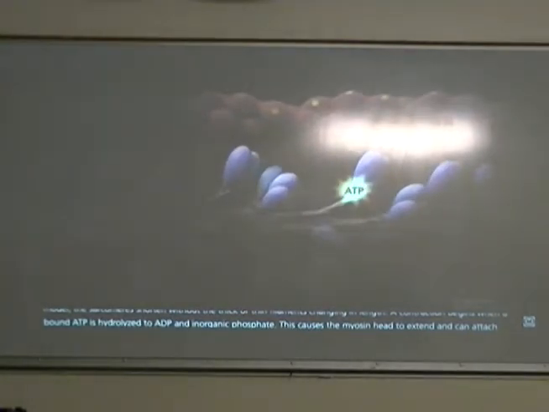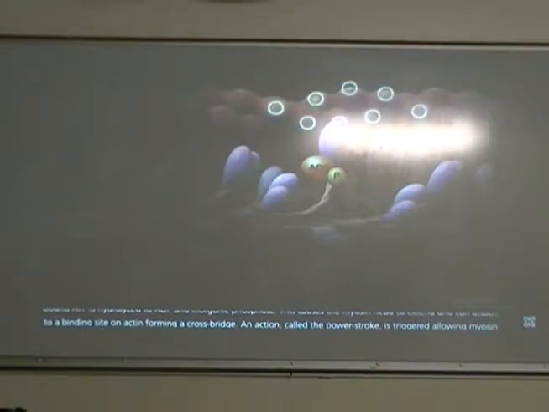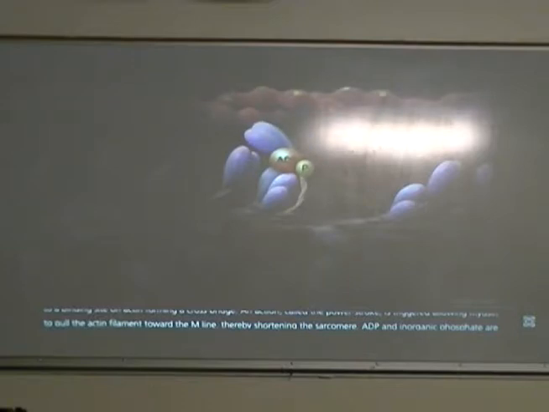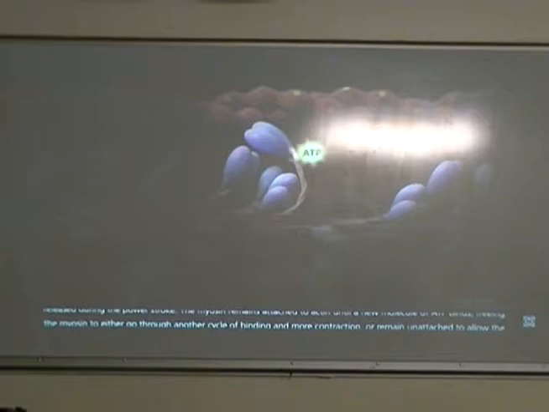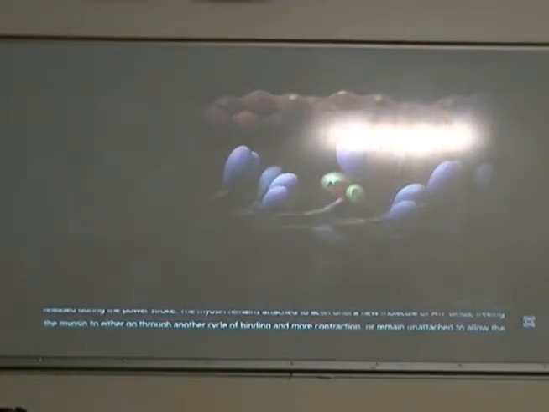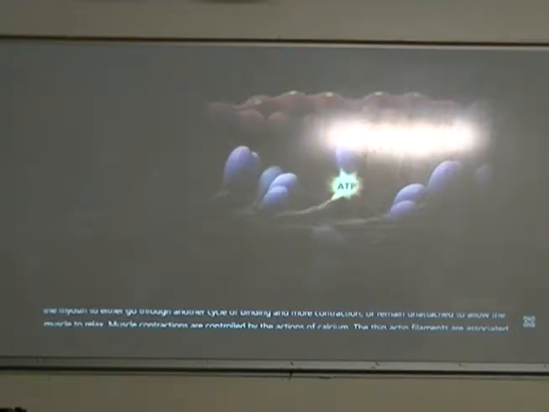A contraction begins when the bound ATP is hydrolyzed to ADP and inorganic phosphate. This causes the myosin head to extend and attach to a binding site on actin, forming a cross bridge. An action called the power stroke is triggered, allowing myosin to pull the actin filament toward the M line, thereby shortening the sarcomere. ADP and inorganic phosphate are released during the power stroke. The myosin remains attached to actin until a new molecule of ATP binds, freeing the myosin to either go through another cycle of binding and more contraction, or remain unattached to allow the muscle to relax.